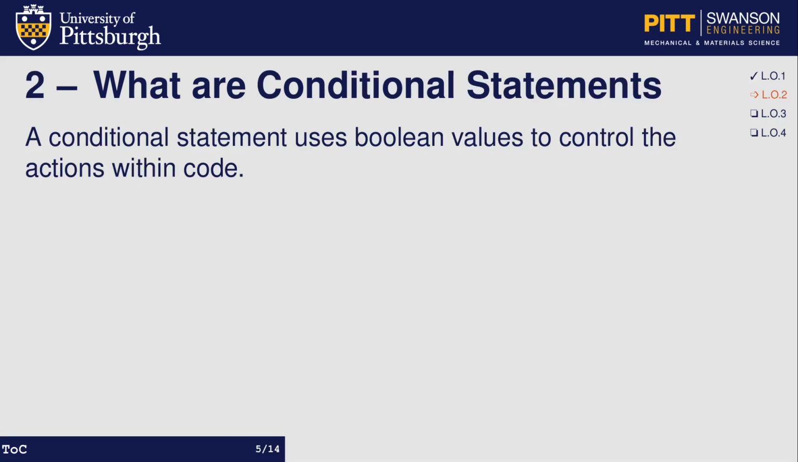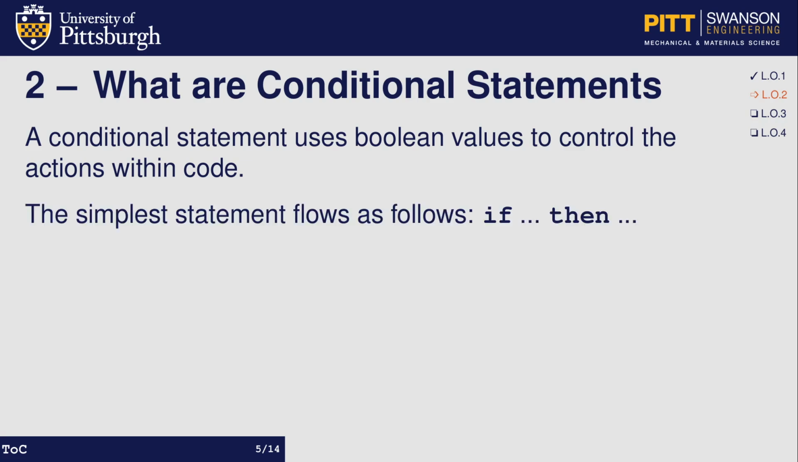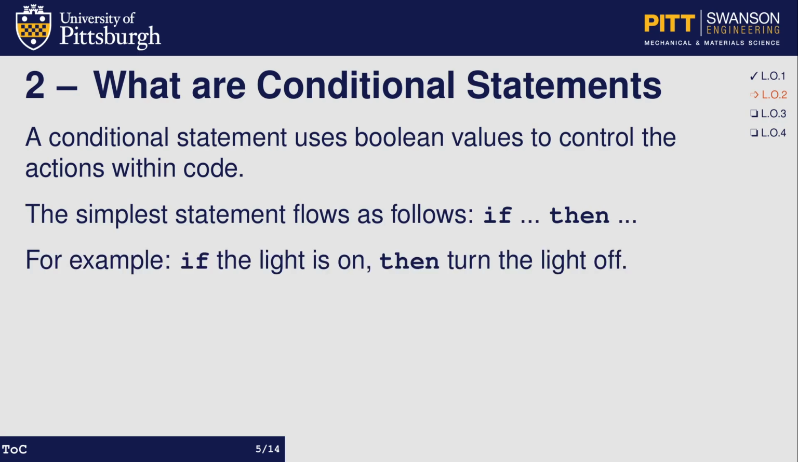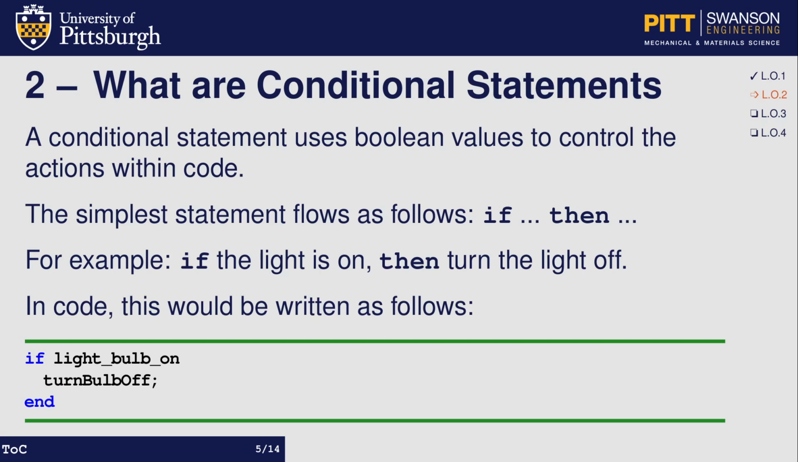A conditional statement uses Boolean values to control the actions within code. The simplest version of this follows the flow if blank, then blank. For example, if the light is on, then turn the light off. In code, this can be written very simply as follows. If light bulb on, turn bulb off. Note that the variable light bulb on stores a Boolean value, so this statement is checking whether the value of light bulb on is set to true.